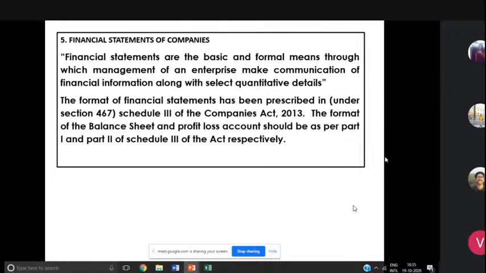Next, the format of balance sheet and profit and loss account should be as per Part 1 and Part 2 of Schedule 3 of the Act respectively. This is all about the Companies Act which you have to learn. Around 500-page notes are there only on this. You don't bother about 500-page notes. You need just 2 paragraphs here, but don't forget these 2 paras. Companies Act, latest one is 2013. Schedule 3. Section 467. The format of balance sheet and profit and loss account should be as per Part 1, please underline Part 1, then Part 2 of Schedule 3 of the Act respectively. I think this is done.